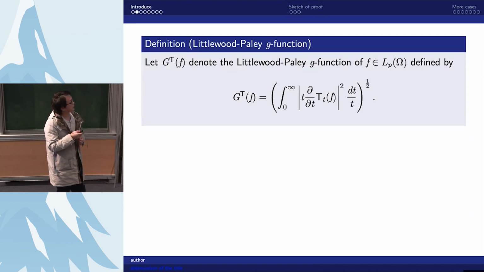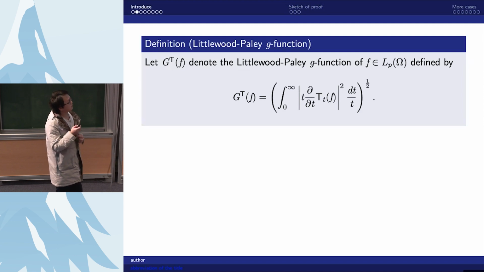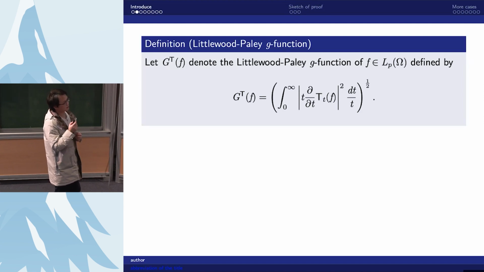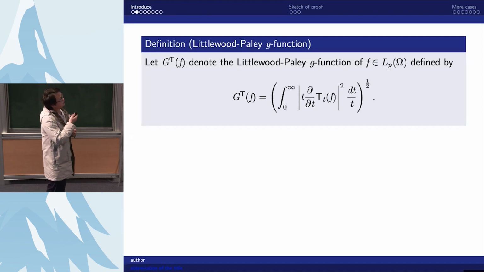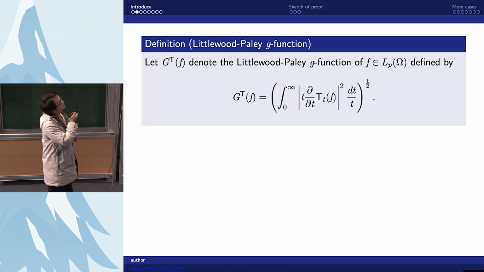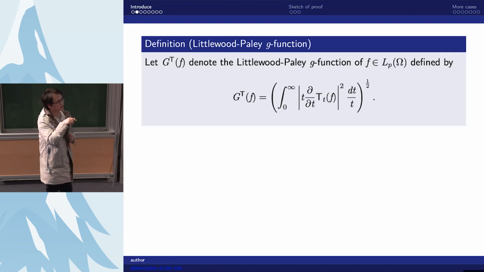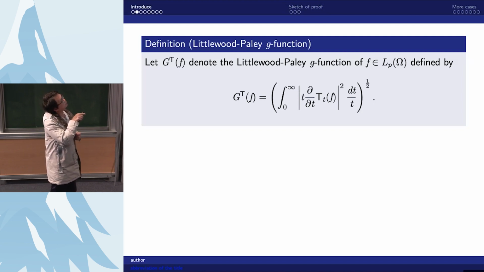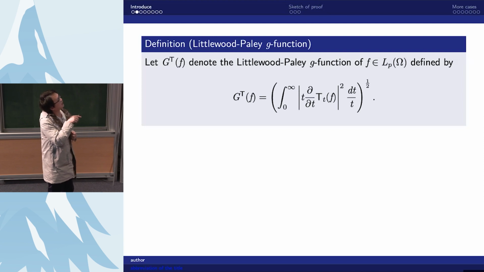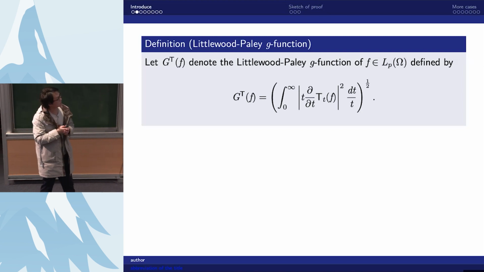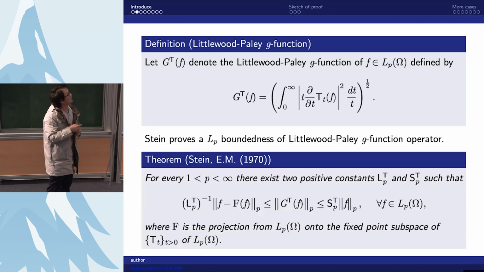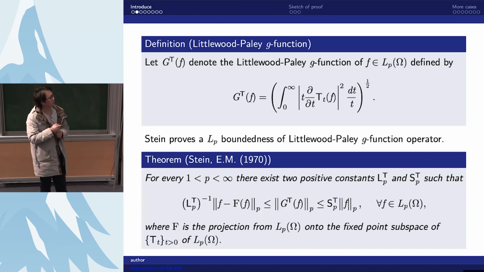In Stein's book, he shows that every diffusion semigroup is analytic. So we can define the Littlewood-Paley g-function on L^p, defined in this form. Stein proves the L^p boundedness of the Littlewood-Paley g-function operator.